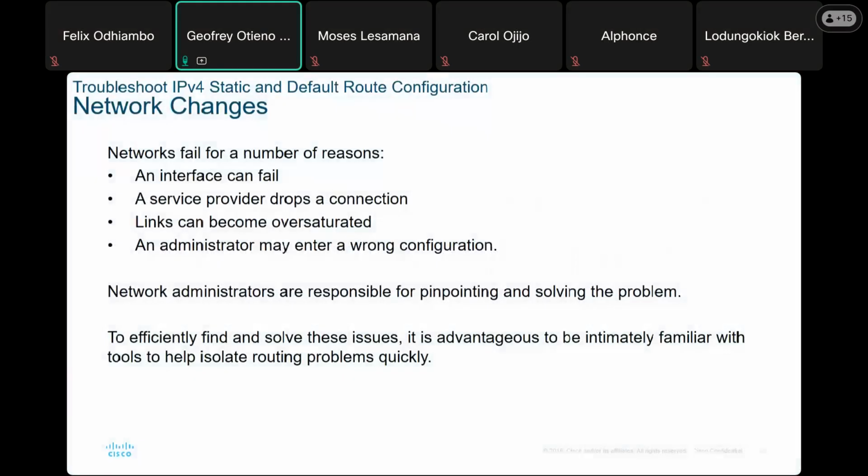So now let's start our troubleshooting. Sometimes there might be network changes, which could be a result of the interface failing, being faulty. The problem could be the ISP, not you. That's why troubleshooting is very, very important. Or the links are congested, oversaturated with traffic. Or it was a problem from you, like what you have seen with my topology. There was a misconfiguration problem. It was from me.